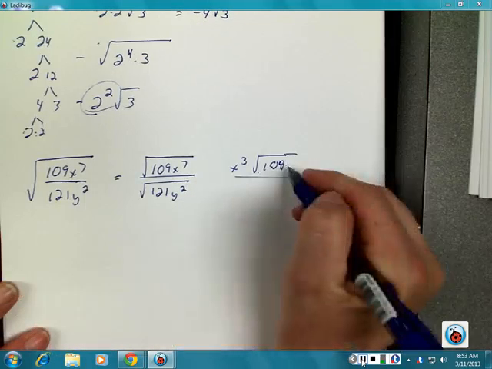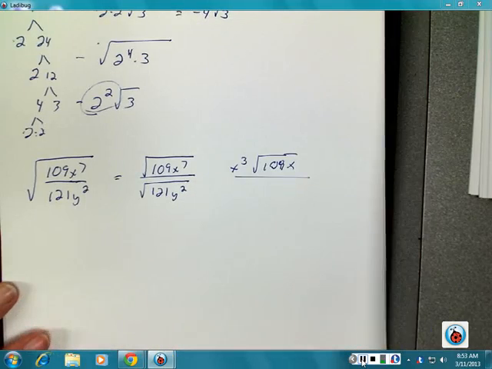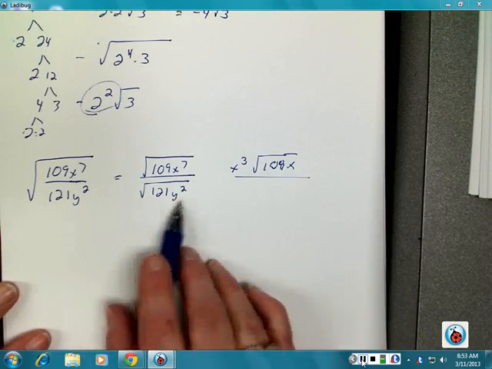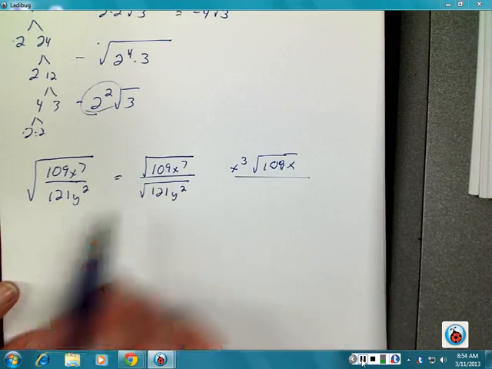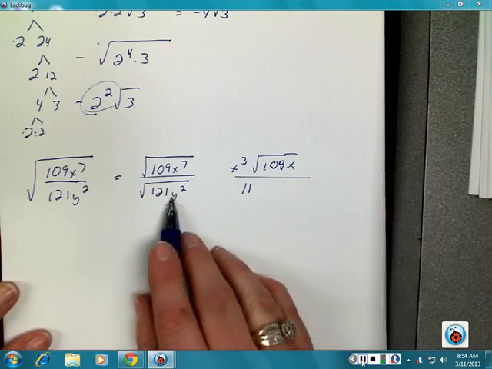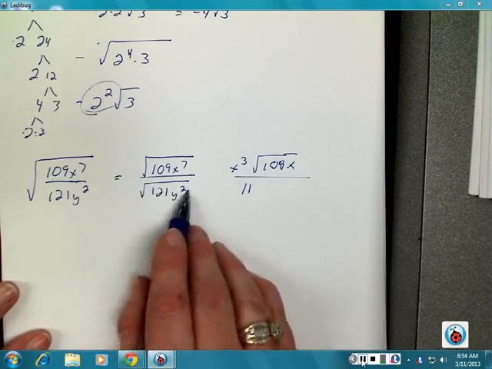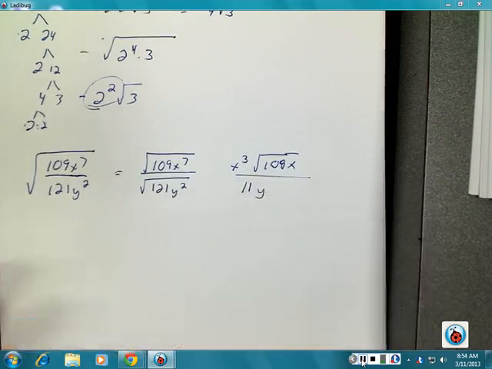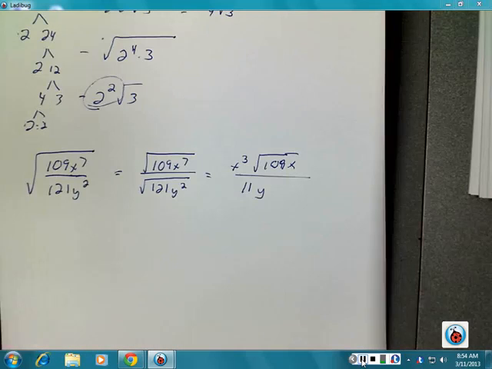X to the 3rd out front and an x with the 109. And then if I move to my bottom, 121 is a perfect square, so that's 11. Y squared is a perfect square because 2 goes into 2 once, pulls out a y, and that is all I can possibly do to that problem.